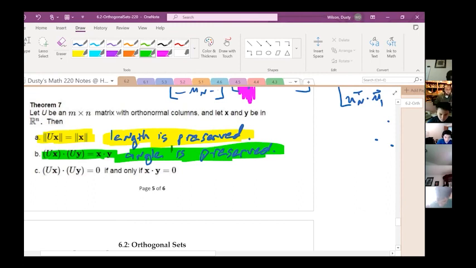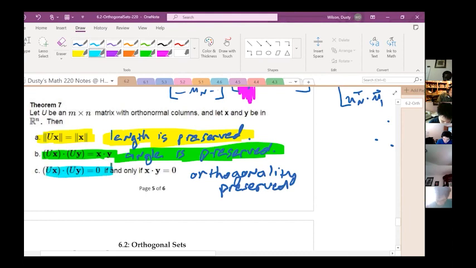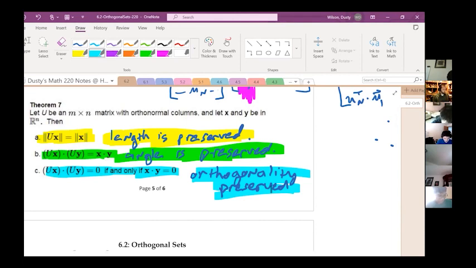And C is sort of a special case of B, but it's saying in particular that perpendicular stuff is preserved. So perpendicularness, orthogonality is preserved. And when I say preserved, I'm saying preserved under the linear transformation, Ux. Questions? Okay.